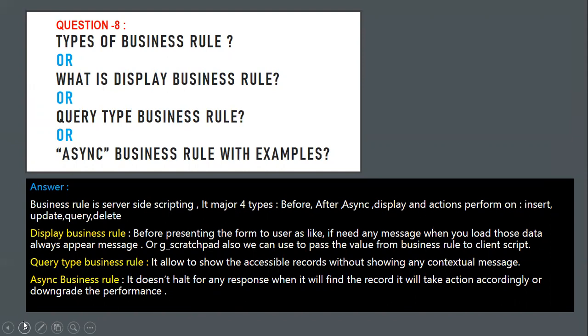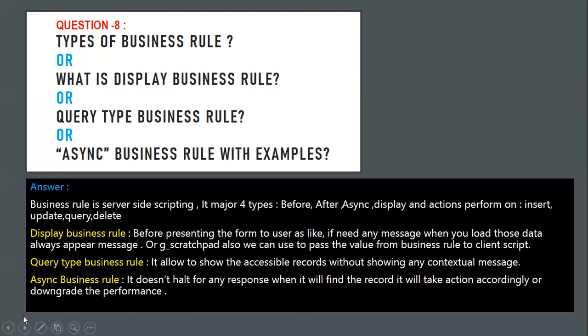A display business rule runs before presenting the form to the user. For example, if we need a message to always appear when the data loads, we can use it. Or g_scratchpad can also be used to pass a value from the business rule to the client script. So these are the main benefits.